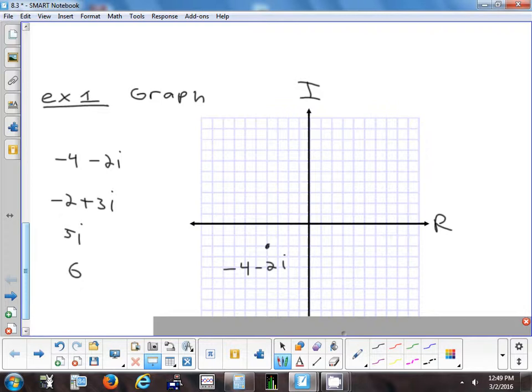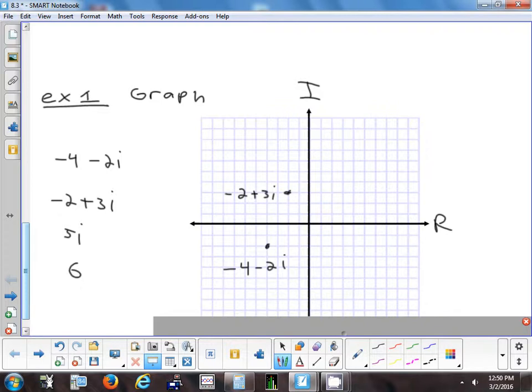All right, how about -2 plus 3i? How about Corey? How do we graph that? -2 plus 3. Just like that. So -2 on the real axis, so -2 to the left, yep, and then up 3. Okay, that's -2 plus 3i.